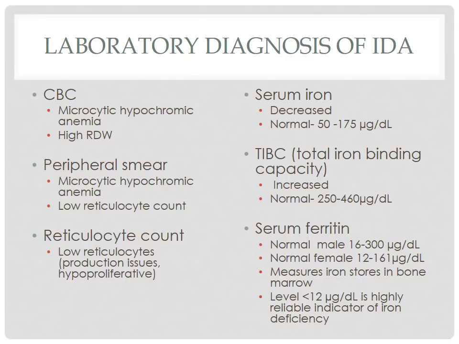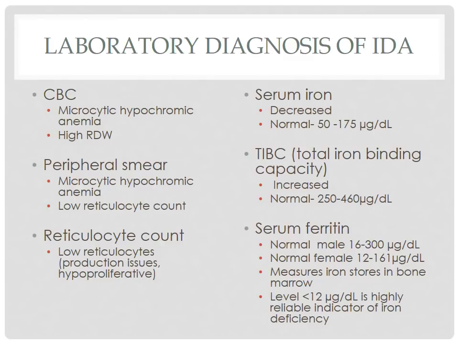The laboratory diagnosis of iron deficiency anemia. Again, remember the first thing you're going to do is your CBC, and this is going to demonstrate a microcytic hypochromic anemia. Also on your CBC, you'll see a high RDW because of the difference between the very small red cells due to the anemia compared to the normal cells and possibly any reticulocytes that might be in the circulation. So you will see that RDW elevate.